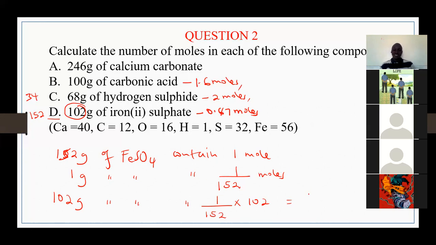Wow. Okay, 0.67. I don't know how I somehow guessed the right one. Okay, if you round it off, it will be 0.7. So we get 0.67 moles.